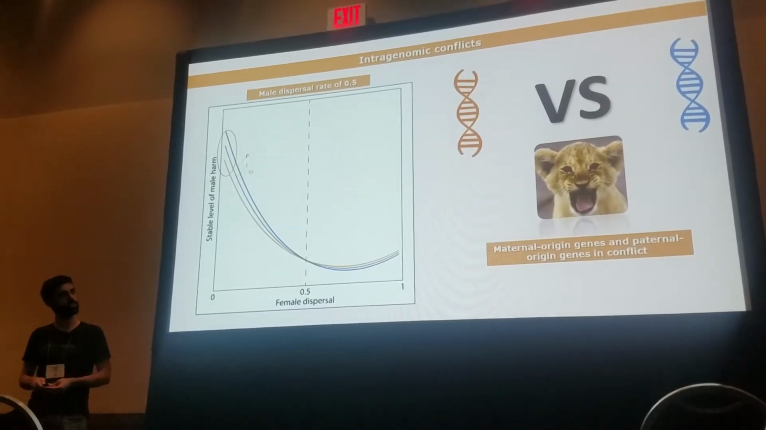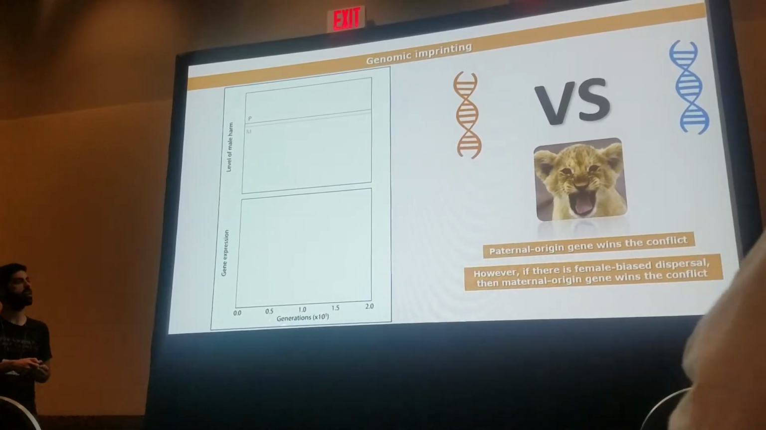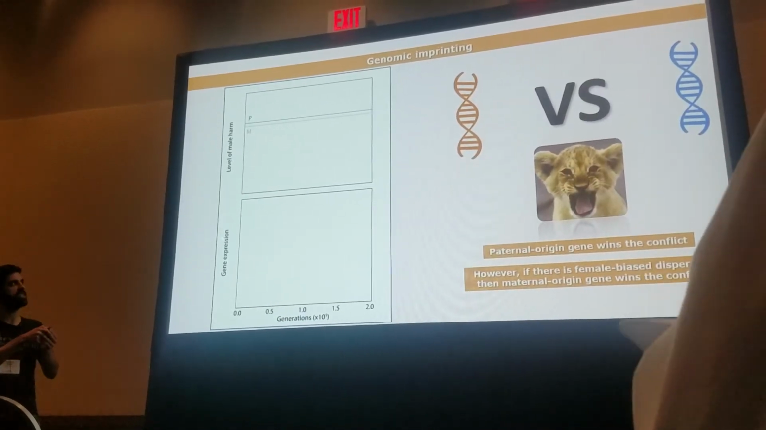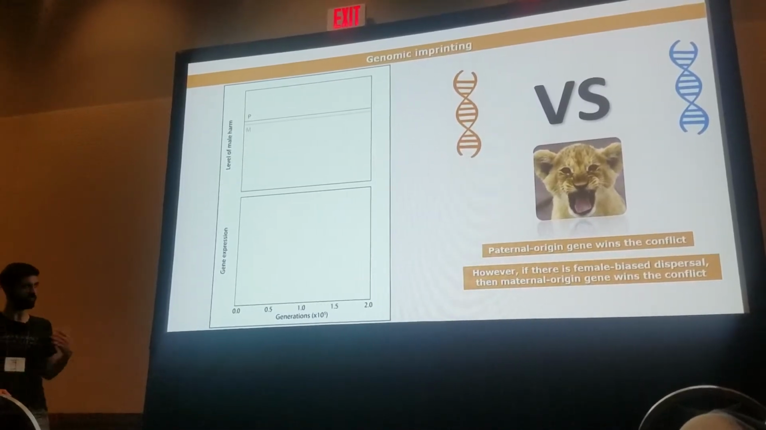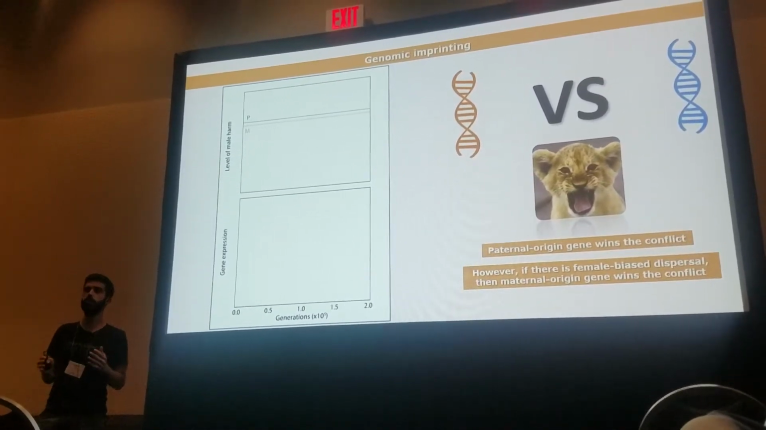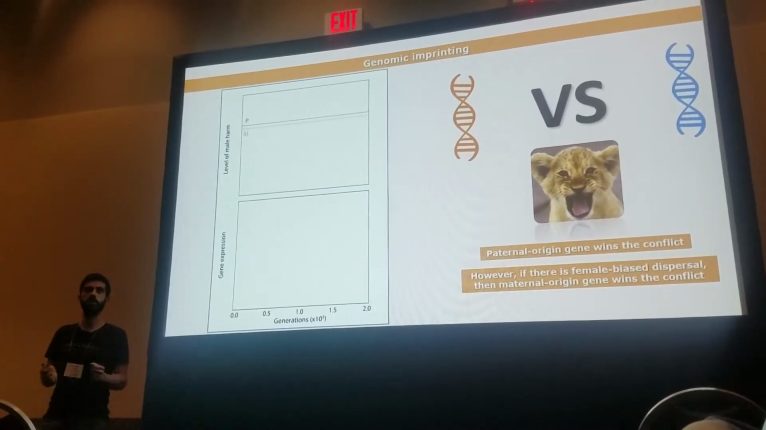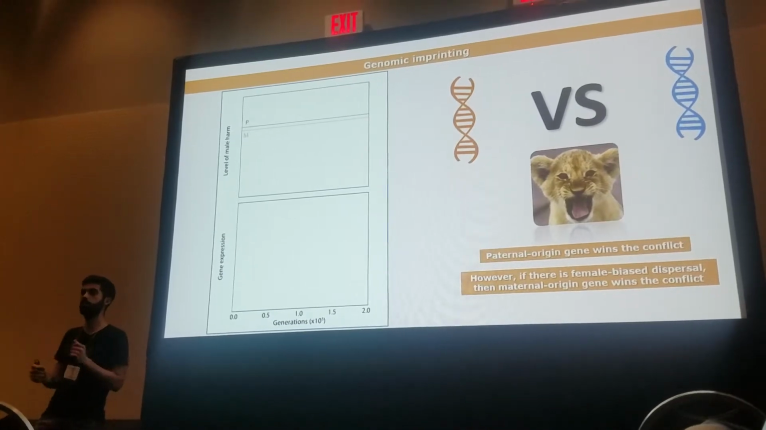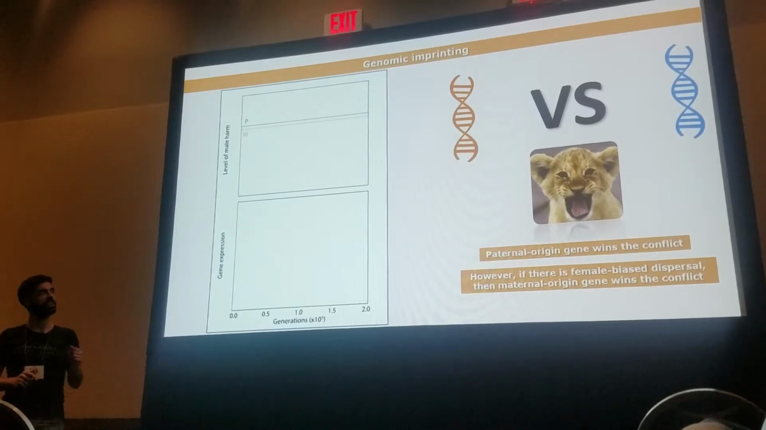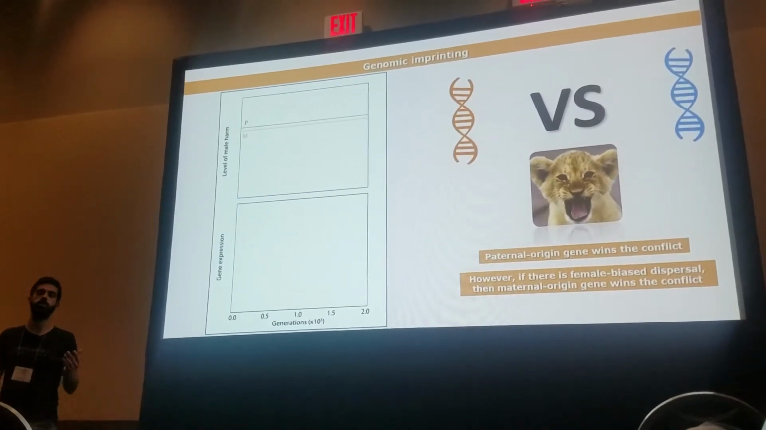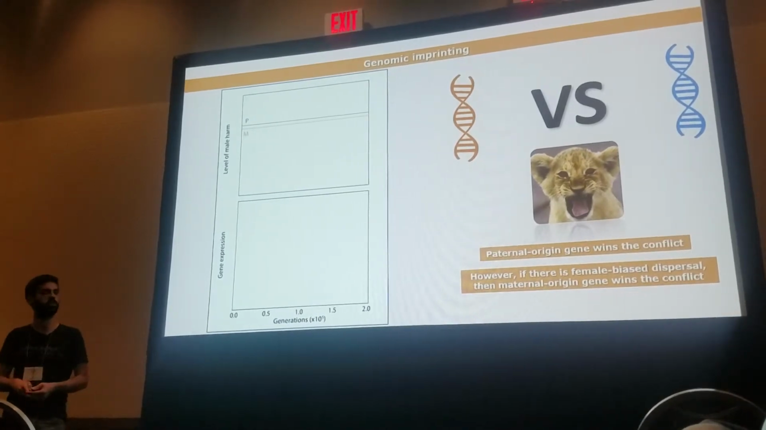To answer this question, I developed an individual-based simulation. In the x-axis now we have generations, and in the y-axis we have genetic expression, the level of male harm. In this simulation I have three big assumptions. I assume that male harm has yet to evolve, that the genetic expression of the maternal and paternal origin genes is going to add up to give the final level of male harm, and that genes know where they came from.